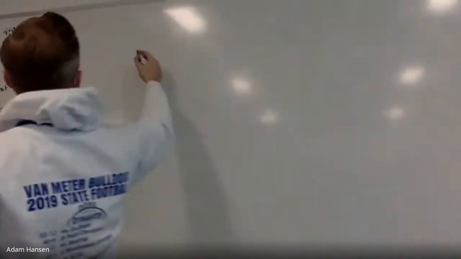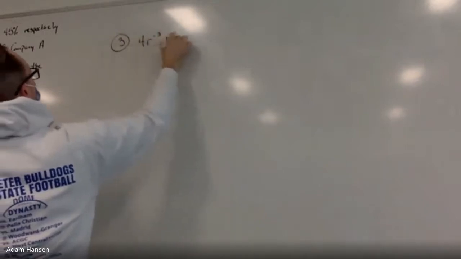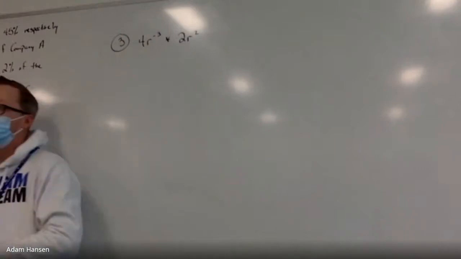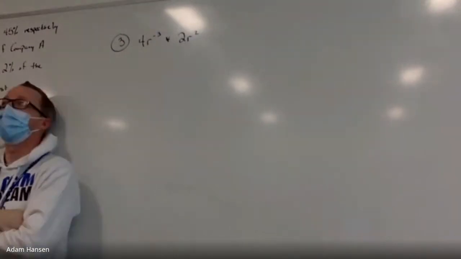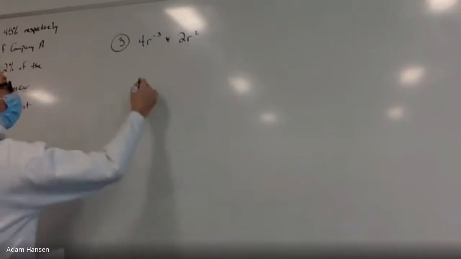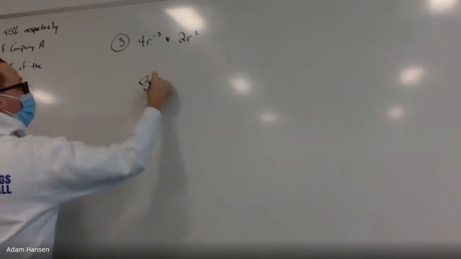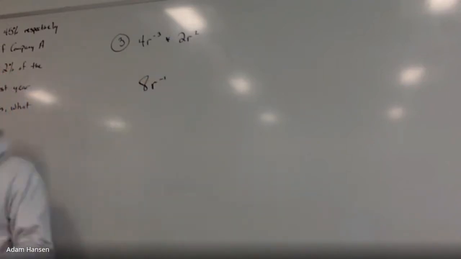Number 3, 4r to the negative third times 2r squared. Multiply. What's 4 times 2? Now do the exponents. What's r to the negative third times r to the second? What do you do with the 2 powers? We add, subtract, multiply, divide? Add them. What's negative 3 plus 2? So this is r to the negative first power.